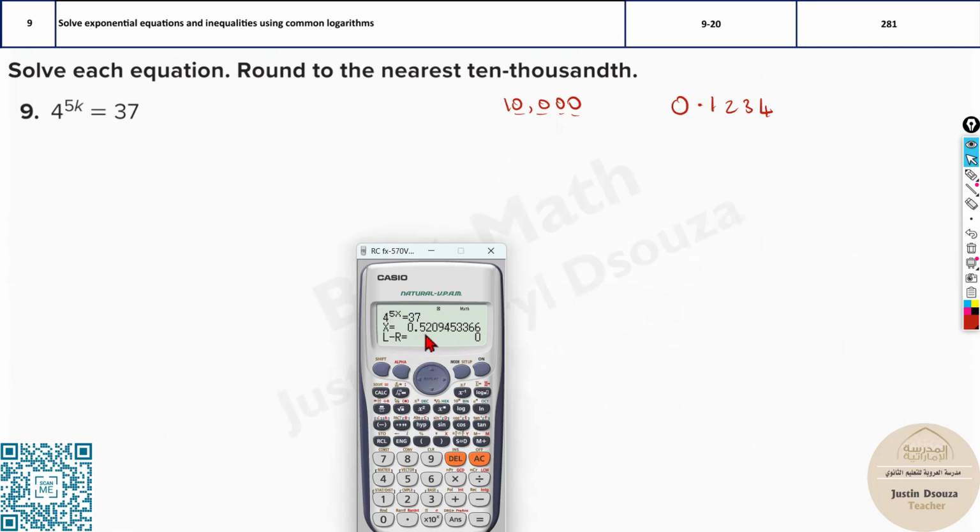Please leave some time in your calculators. It might take a few seconds, 10 seconds, 15 seconds. Leave it as it is. Don't press AC or on, then you have to redo it. So give it about 15 seconds. You will get the answer.